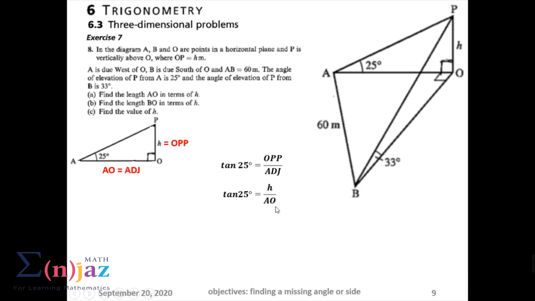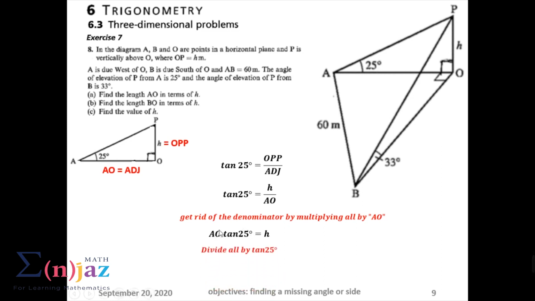Now, we are solving for AO. We get rid of the denominator by multiplying all by AO. The result will be AO times tan of 25 is equal to H. The subject here is H, but I need AO as my subject. And tan of 25, if we insert this in the calculator, is going to be a number. So we're getting rid of tan of 25 by dividing all by tan of 25.